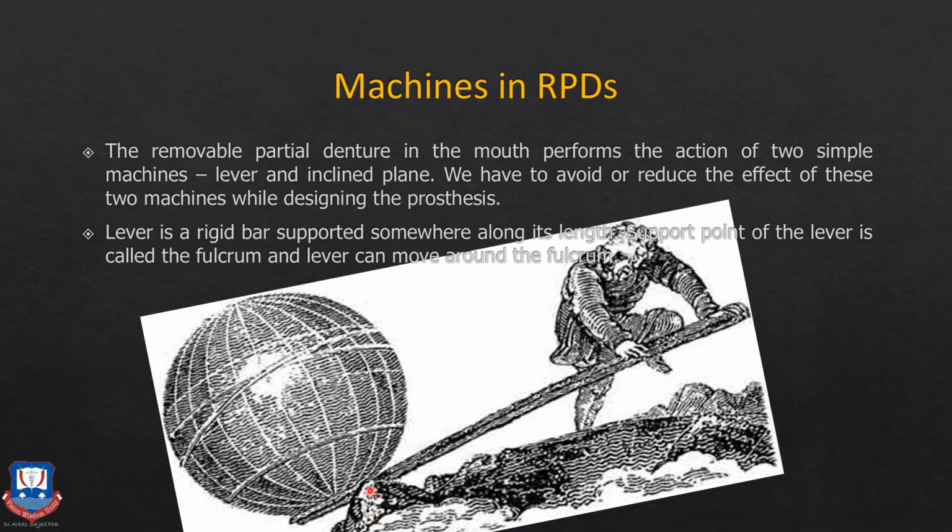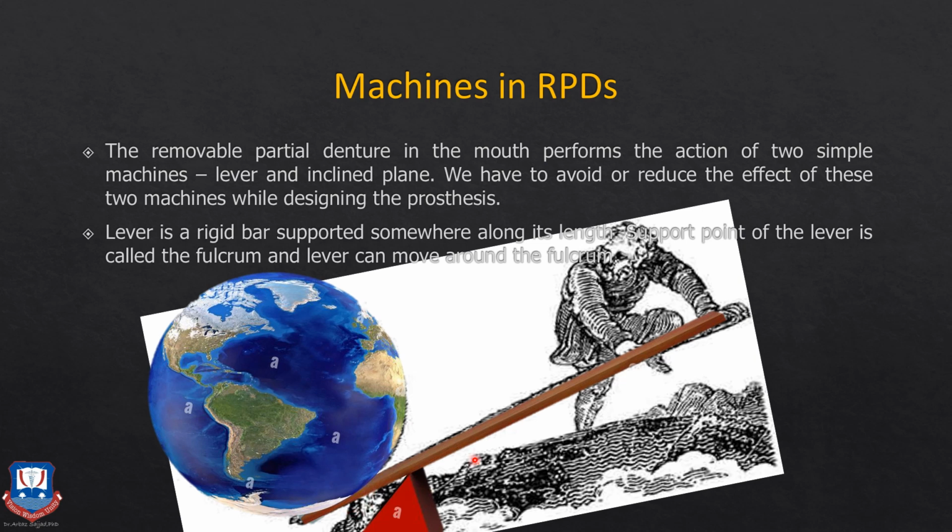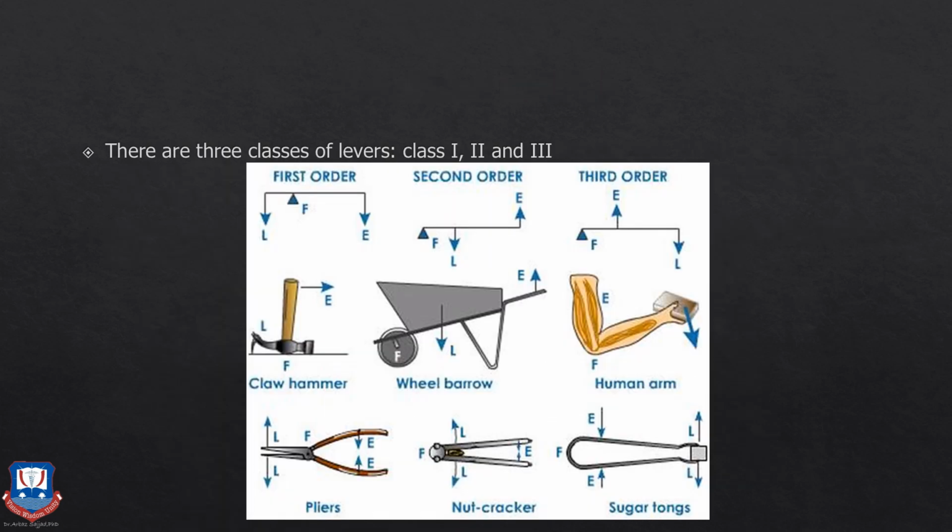If you remember Archimedes, he once said a famous quote: give me a lever long enough and I will even lift the earth. So this is what he meant by it. This long beam acts as a lever, and anywhere it takes support from a wedge or a sharp object is known as a fulcrum. So these two machines are of critical importance in our RPDs. The lever is further classified into three different classes based on the type of the lever.